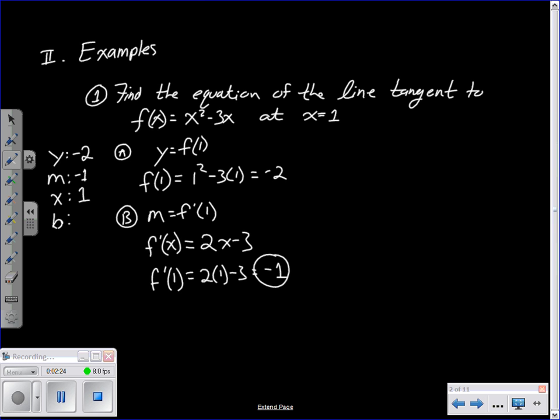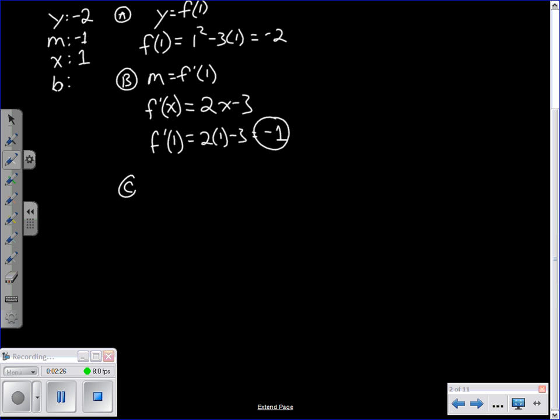And the last step then is to find b. So to find b, what I need to do is use the equation of the line y equals mx plus b. I know that y is negative 2, m is negative 1, my x value is positive 1, and my goal is to solve for b. So I know that negative 1 times positive 1 is negative 1, so negative 2 equals negative 1 plus b. Add 1 to both sides, so negative 1 is my value for b.